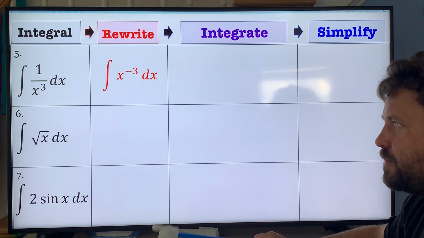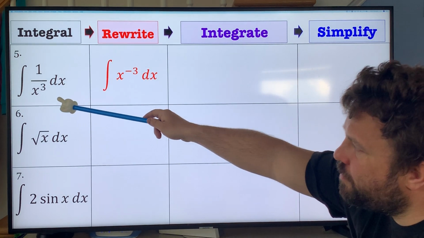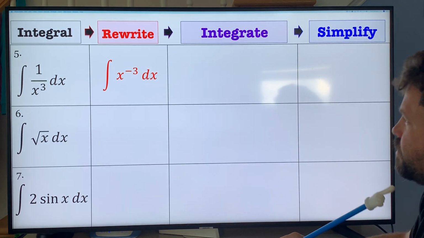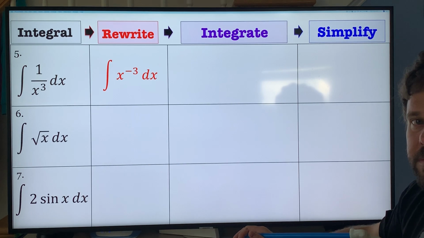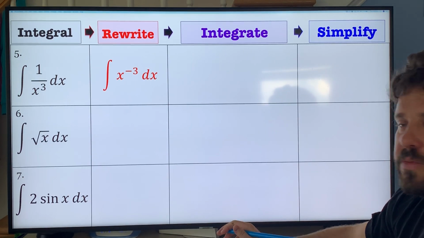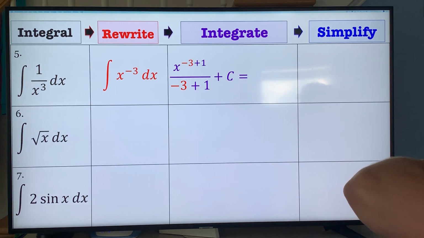Integral of x to the negative 3. All right, anytime you have a function on the bottom raised to a power, that power becomes negative. Integrate this. We're going to use our formula, okay? Negative 3 plus 1. What do you think that is?